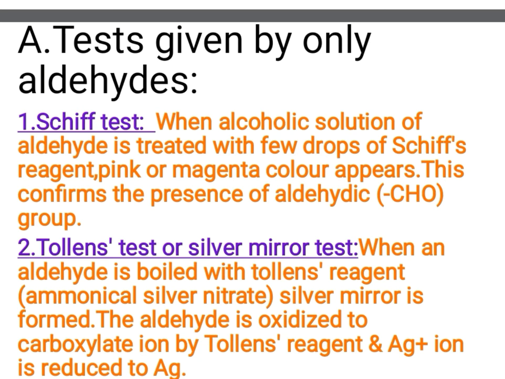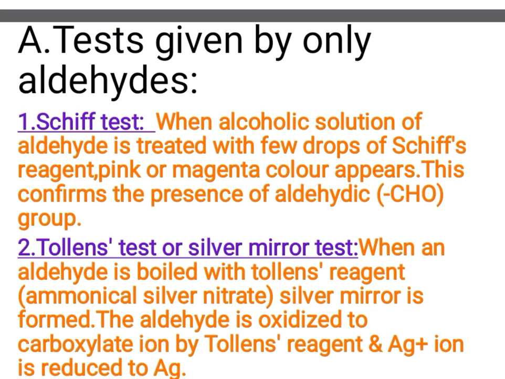Means if you have any unknown compound and you want to know whether an aldehydic functional group is present in that compound or not, then by doing the Schiff test you can easily understand whether the compound contains an aldehydic functional group or not. That is, if the alcoholic solution of that unknown compound gives a pink or magenta color with Schiff's reagent, then your compound must contain an aldehydic functional group.